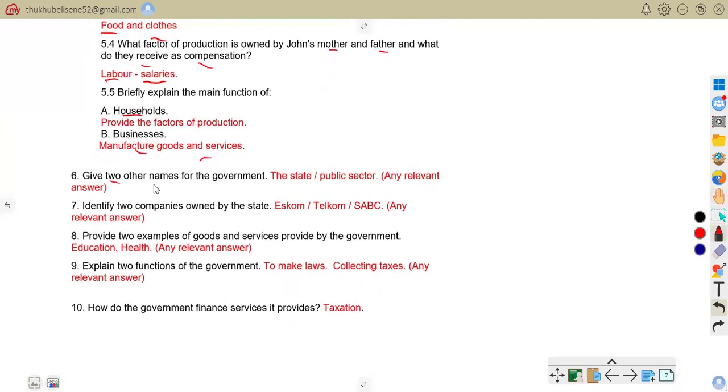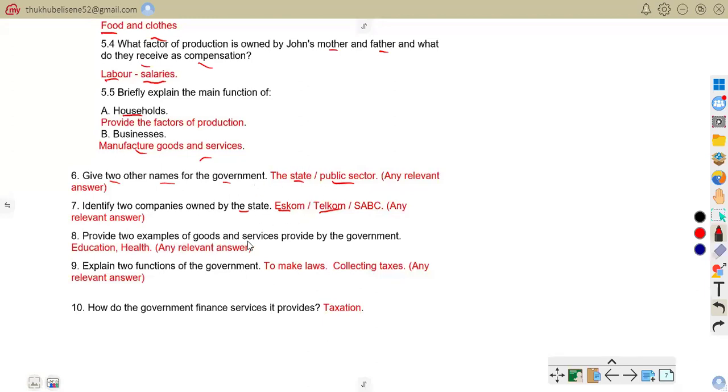6. Give two other names of the government. So that is that, two other names of a government. So a government can be a state, can be a public sector. Any relevant answer is fine. But instead of saying government, you can say state or public sector. Identify two companies owned by the state. So like they've given us Eskom, Telkom, SABC, and any other ones. So they are owned by the government.